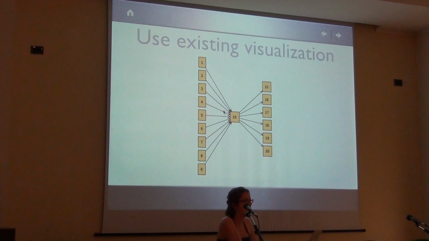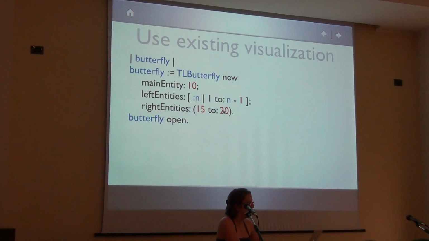So you have a central entity, a main entity, and you have some entities on the left, for example, the ones that need this entity, and on the right, you have the ones that the main entity needs. So by default, for this visualization, you just have to say that you want to do a new butterfly. What is your main entity? This one is to compute the left entities, and this one to say what is on the right, and you open, and that's all. Everything, when you are a newbie user, is useless for you. Everything is done by Telescope.